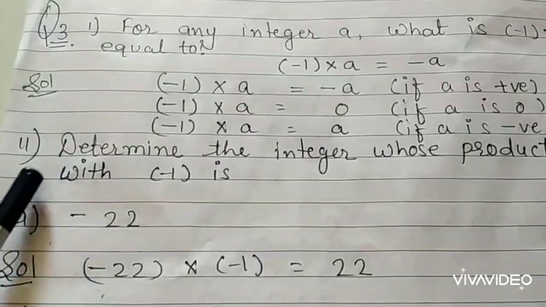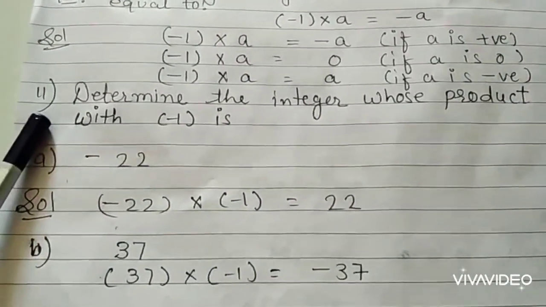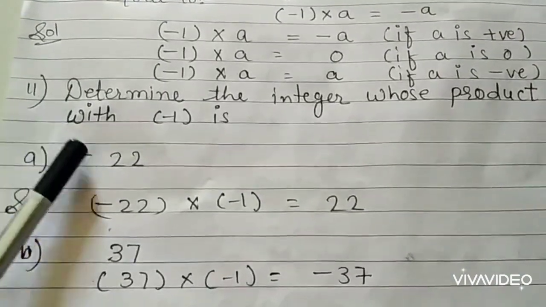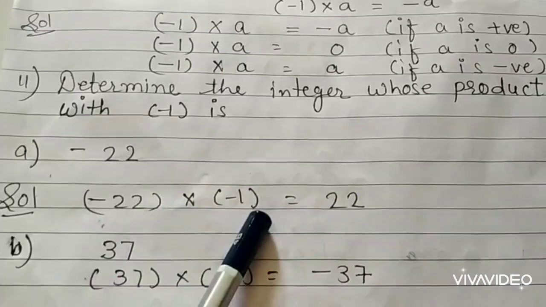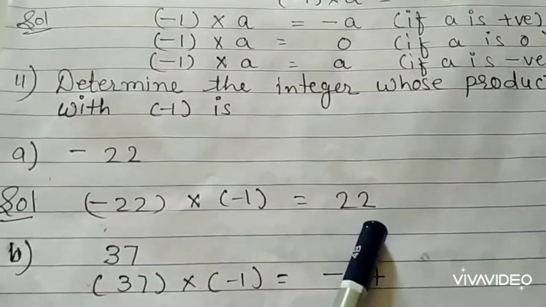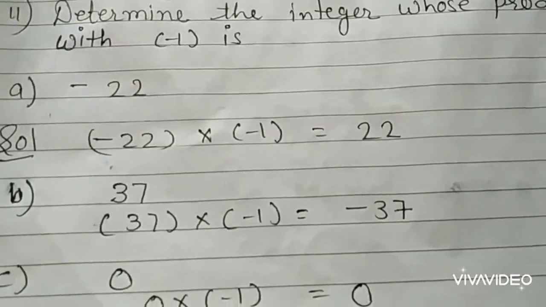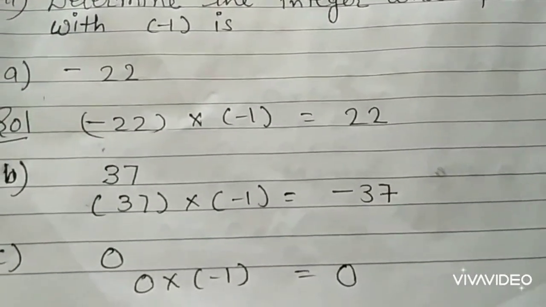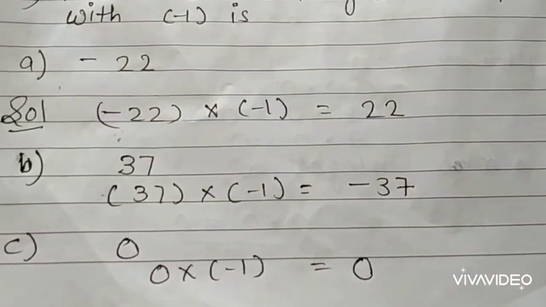Now question number 3, second one. Determine the integers whose product with minus 1 is minus 22. So minus 22 multiplied by minus 1, both negative, then your answer will be a positive 22. 37 multiplied by minus 1 is minus 37, and 0 multiplied by minus 1 is 0.